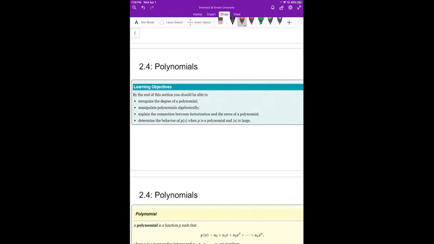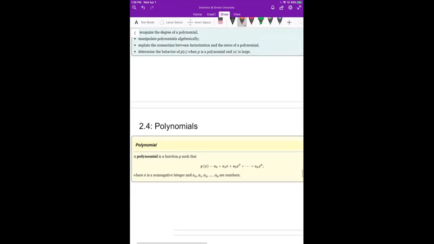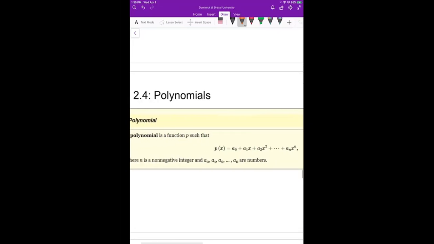them. I also want to talk about what we mean when we say something is a factor of a polynomial, or what a factorization of a polynomial means, and also to be able to determine what's called end behavior of a polynomial. Okay, so first of all, what is a polynomial?